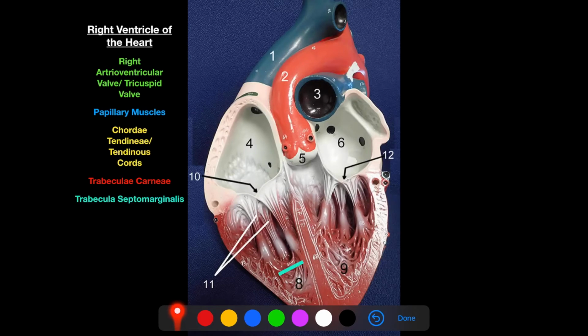Now, the next landmark I'm going to mention, I will go into more detail later in this video, and this is called the trabecula septomarginalis. And it is a little landmark that goes from the interventricular septum, and it goes all the way across to this side of the chamber of the right ventricle. Okay, this little band looks like a little piece of trabeculae carneae coming off from this wall and then inserting into this side.